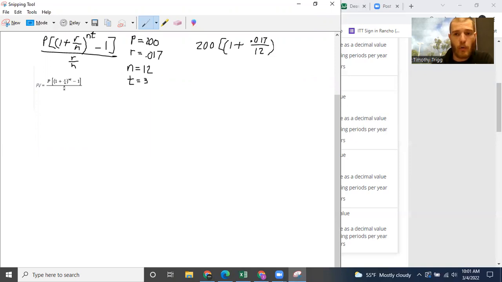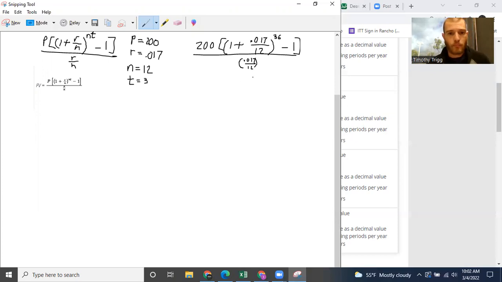And then our exponent here is N times T. So that's 12 times 3. I'm just going to multiply those together. 12 times 3, we'll just put that as 36. Okay. Minus 1. And then in the denominator, we have another fraction, R over N. So that's going to be 0.017 divided by 12. Okay, we just need to work this out and it will tell us how much she has in her account.